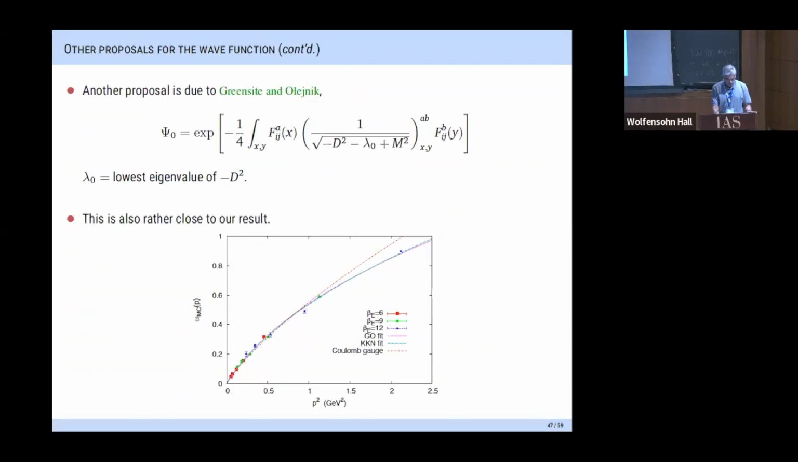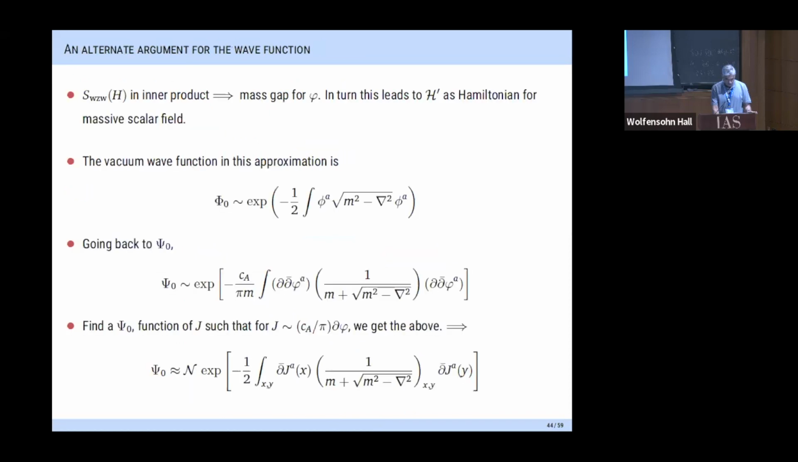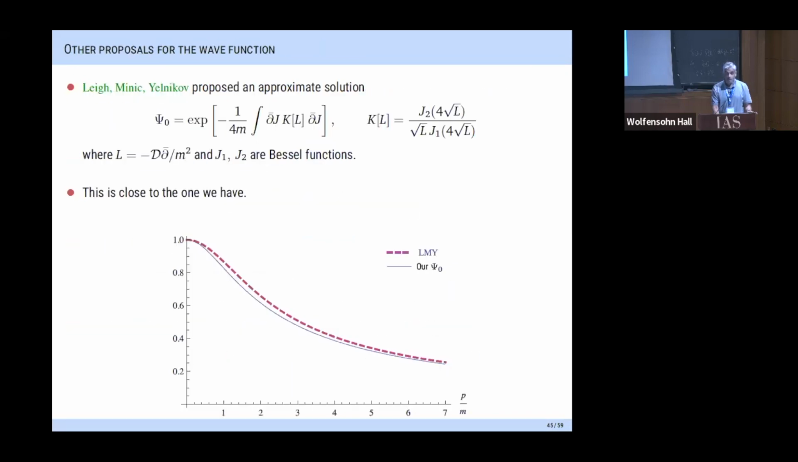Now, since I have a few more minutes, I can just quickly tell you a little bit about, I just want to be fair to other authors. Although I showed you the wave function by solving the Schrodinger equation, there have been a couple of alternate proposals which came up after that, and I want to tell you about two of them. One of them is due to Leigh, Minic, and Yelnikov. They proposed essentially something similar to what we had, but using D-bar J and D-bar J. But the kernel, for me, which was that 1 over the square root of m plus k squared plus m and so on, is replaced by a more complicated thing.